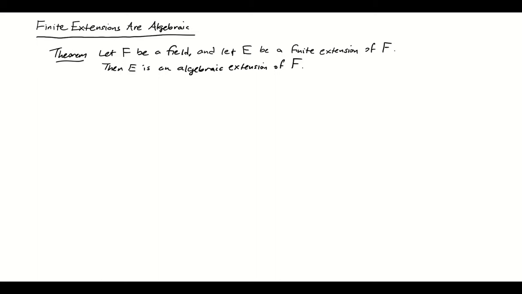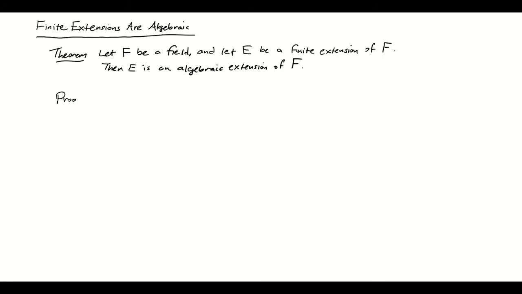In this video, we're going to prove that every finite extension of a field is an algebraic extension. So I've written the theorem statement here. Let F be a field, and let E be a finite extension, that is, one having finite dimension as a vector space over F. We'll prove that E is an algebraic extension of F, that is, every element of E is algebraic. So here we go.